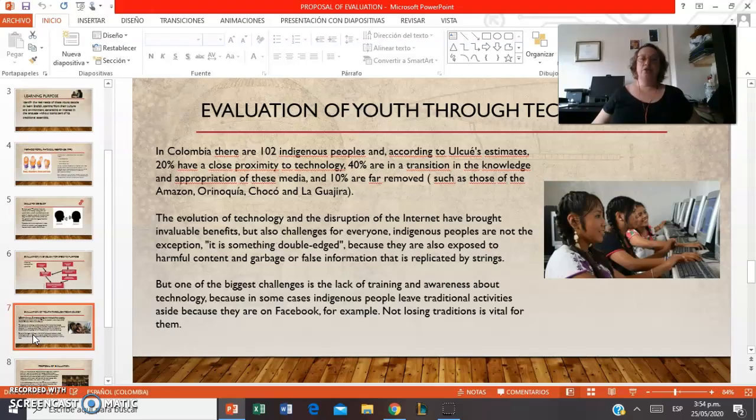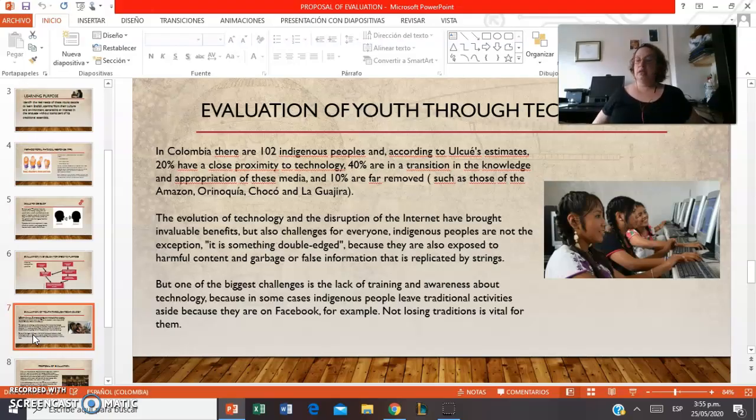The evolution of technology and the disruption of the Internet have brought invaluable benefits, but also challenges for everyone. Indigenous peoples are not the exception. It is something double-edged because they are exposed to harmful content, garbage, or false information replicated by strangers. But one of the biggest challenges is the lack of training and awareness about technology, because in some cases Indigenous people leave traditional activities aside because they are on Facebook, for example, losing traditions that are vital for them.